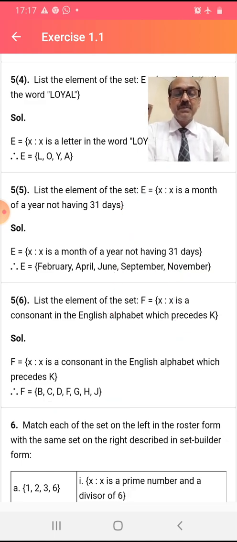Next is the finite set. The finite set is a set which contains a finite number of elements. That means countable. So if a set is countable, it is a finite set. And in infinite sets, an infinite number of elements are there, we cannot count, not countable. Like the set of points on a line is an infinite set. On a line, many points are there, we cannot count, that is an infinite set.